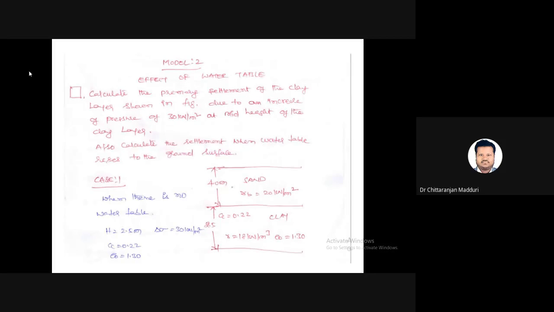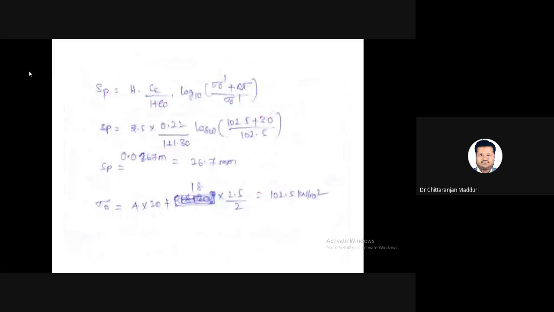So model 2. Here I am considering the effect of water table. Calculate the primary settlement of the clay layer shown in figure due to an increase in pressure of 30 kN per meter square at mid height of the clay layer. Also calculate the settlement when the water table rises to the ground surface. Case 1, I am taking without water table. When there is no water table, H equal to thickness of clay layer equal to 2.5 meters. Pressure acting at the mid height of the clay layer equal to 30 kN per meter square. CC value equal to 0.22, initial void ratio equal to 1.30.